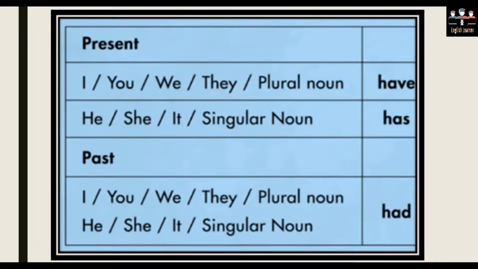Next we are going to use the to have verb. Have is going to be used with the list of subjects like I, you, we, they and plural nouns, whereas has is going to be used with subjects like he, she, it, singular nouns. Whereas for the past tense, for any subject, we will take had. So in simple words, had is used with the whole list of subjects in the past tense.